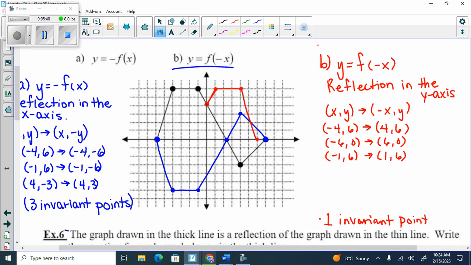And then I have 4 and negative 3. It's going to become negative 4 and negative 3. And my last one I have is 7, 0. It's going to become negative 7, 0.